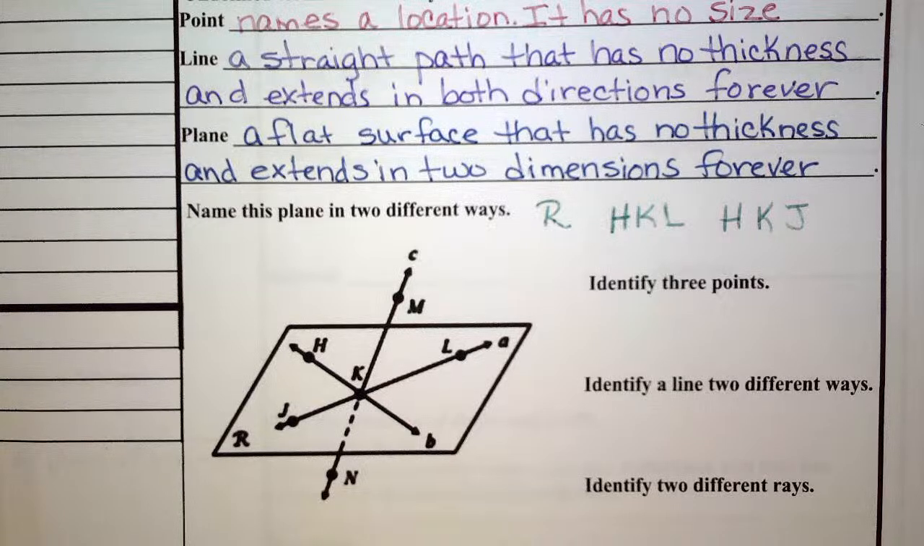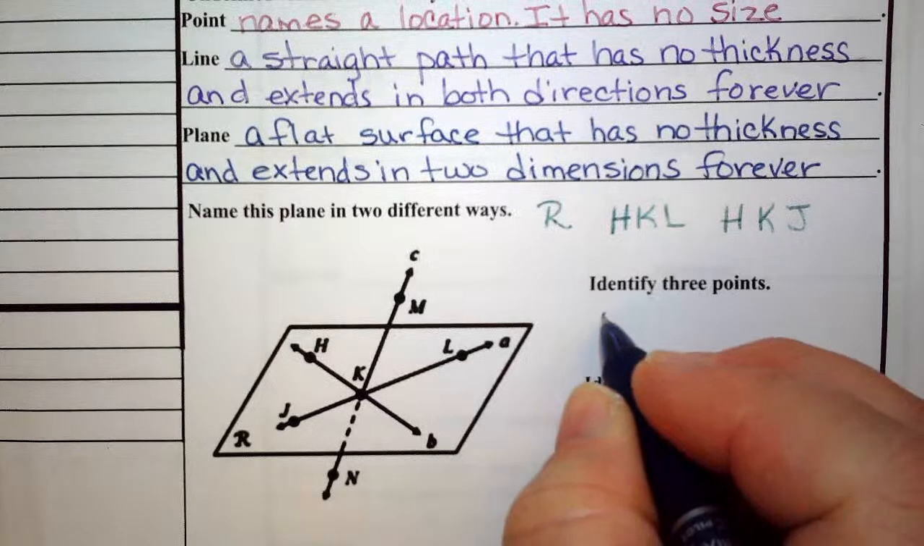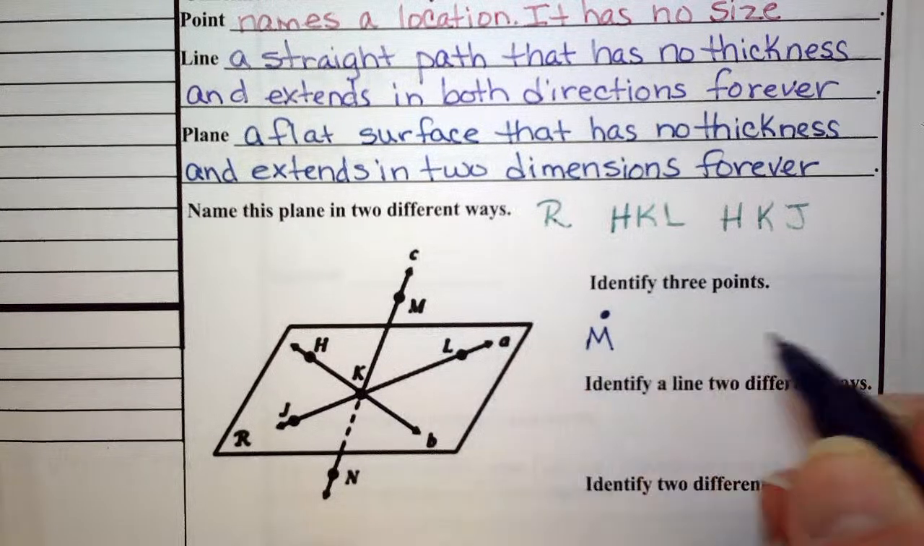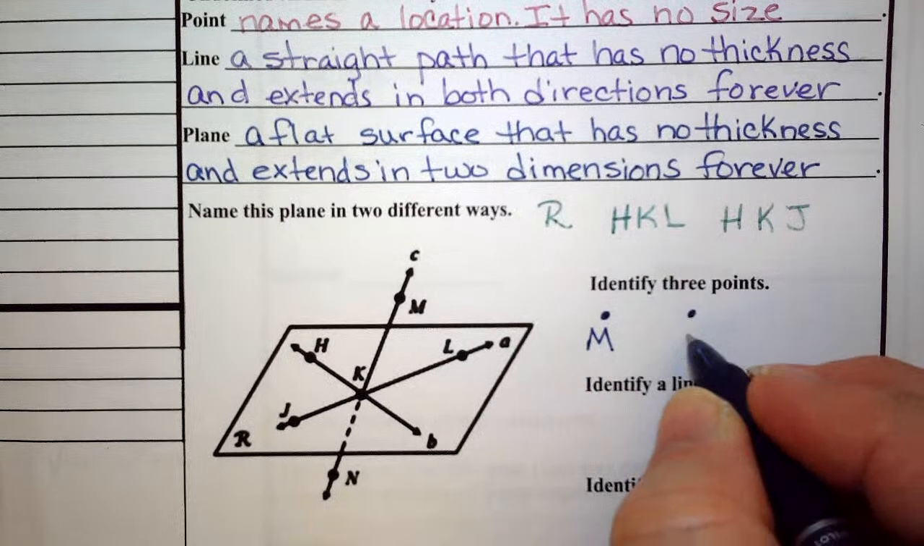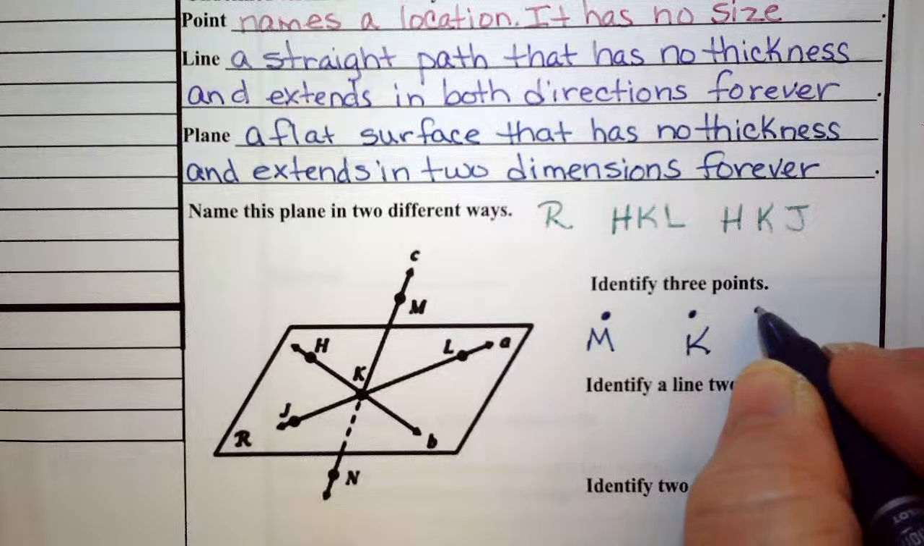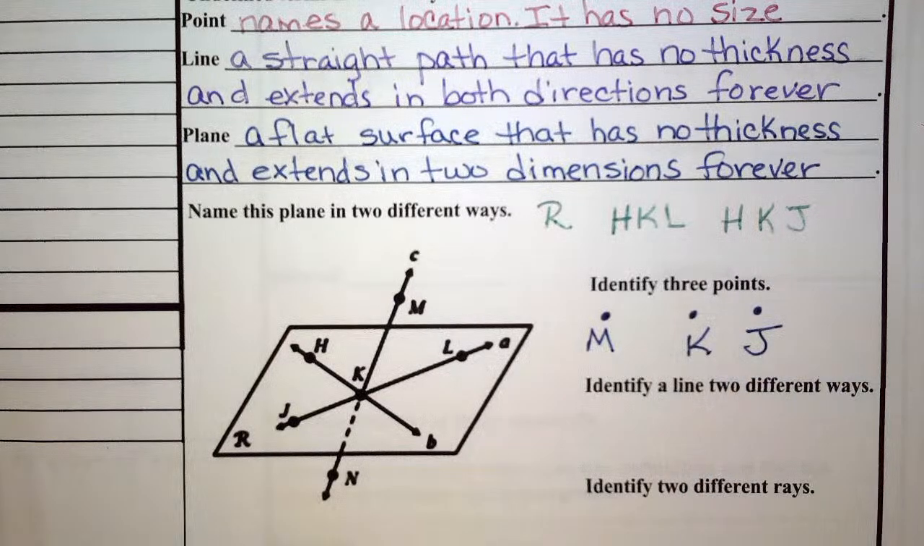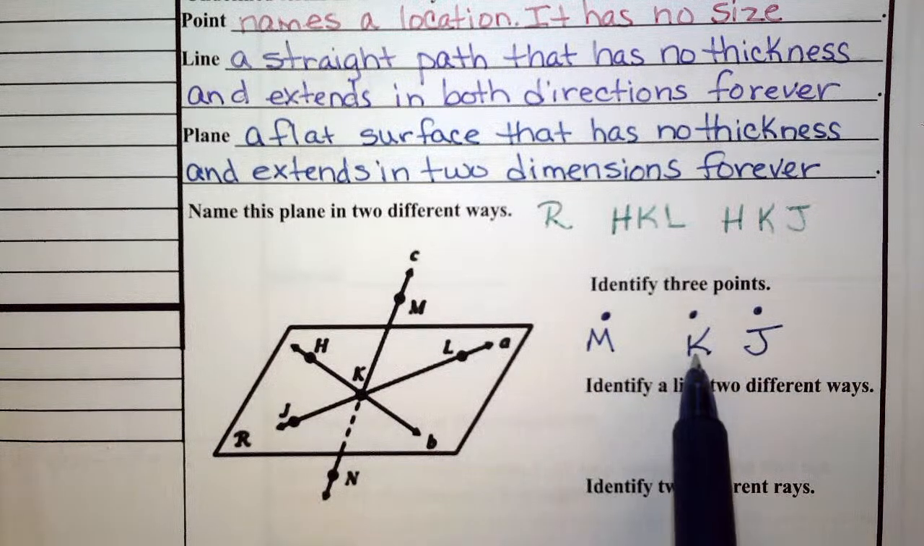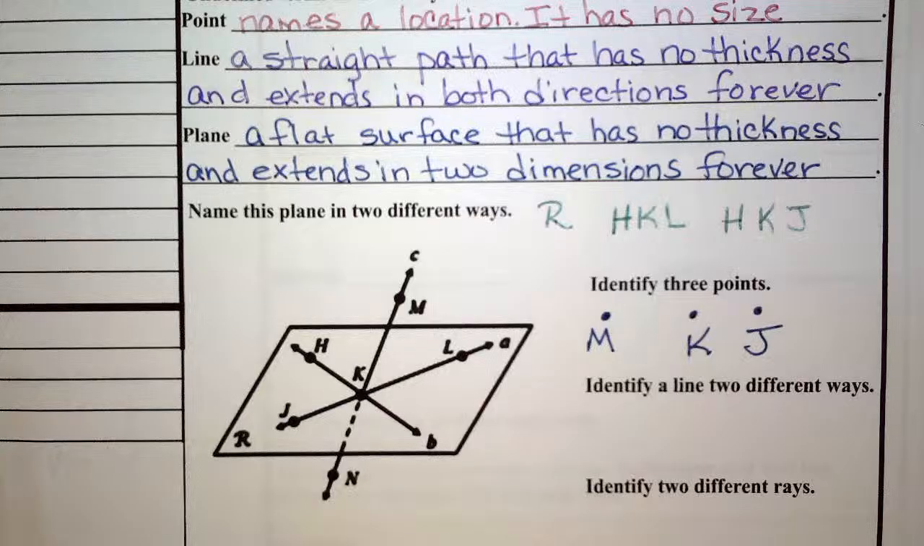Okay, let's identify three different points. How many are there? Oh, there's plenty of them. I could have point M. I could have point K. I could have point J. If you notice, these are all using capital letters.